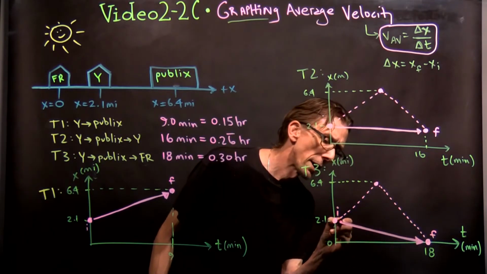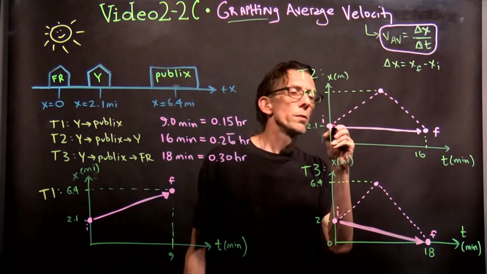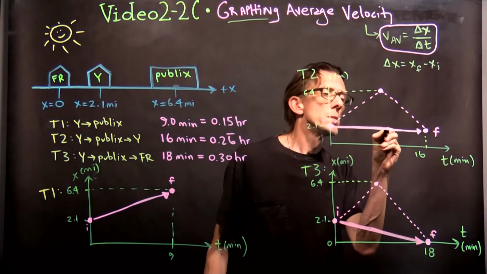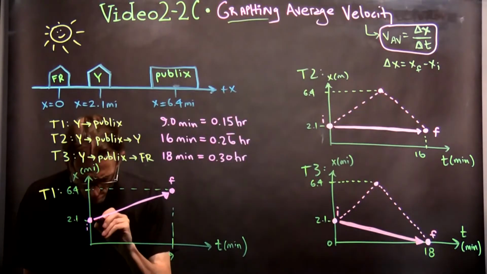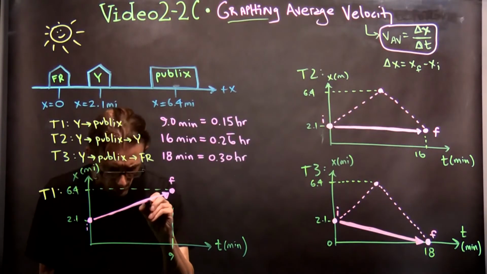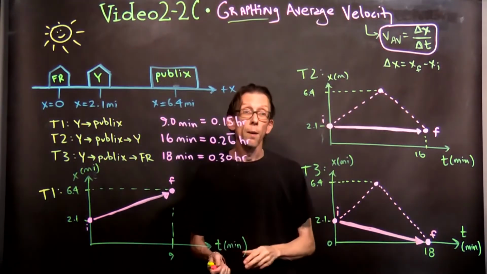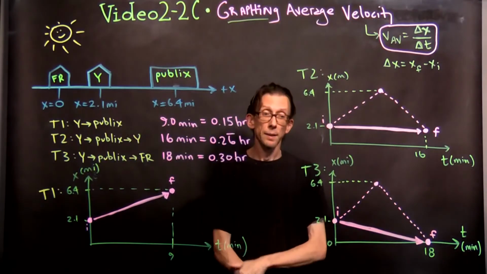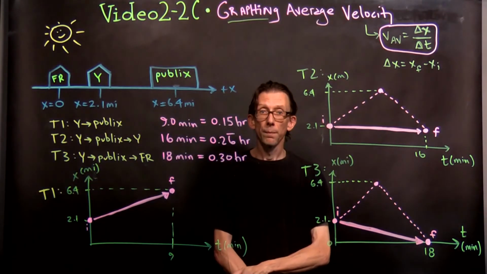Make it nice and fat and bold. Make all these lines nice and fat and bold. Okay, so you've got these three solid pink lines connecting your initial point and your final point for all three trips.